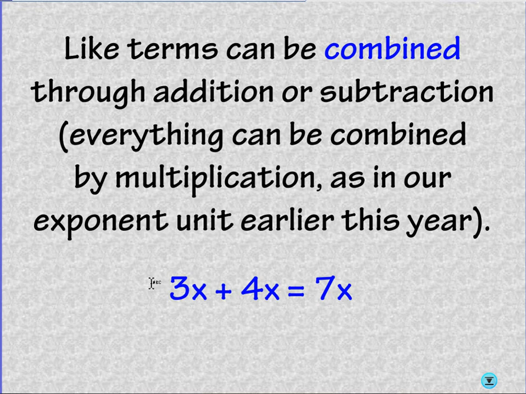Look at this example. 3x plus 4x. Instead of multiplying coefficients and having an exponent, in addition we have to have identical variables, in this case x, and then I'm simply adding coefficients. So I have 3 x's, I'm adding 4 more x's, and I get a total of 7 x's.